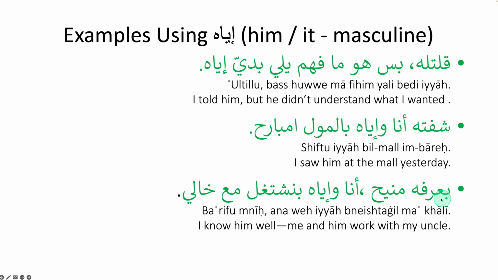Oh, third example, بعرفه منيح. أنا وإياه بنشتغل مع خالي. بعرفه منيح, I know him very well. أنا وإياه, me and him, بنشتغل, we work, مع خالي, with my uncle. So إياه here we use to put emphasis on the other individual, on the other person. أنا وإياه, me and him. بنشتغل, we work, مع خالي, with my uncle.